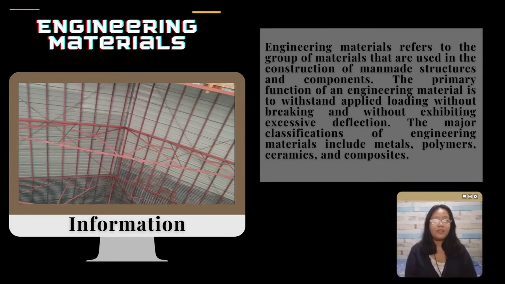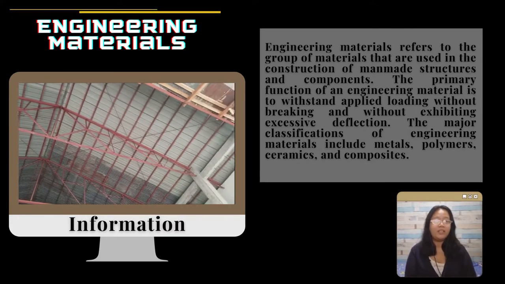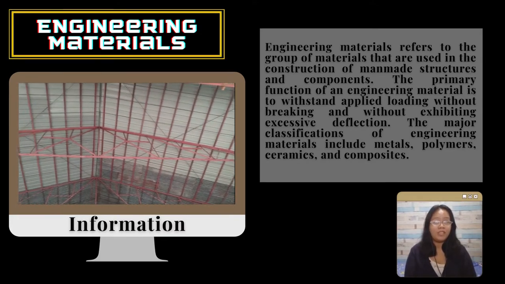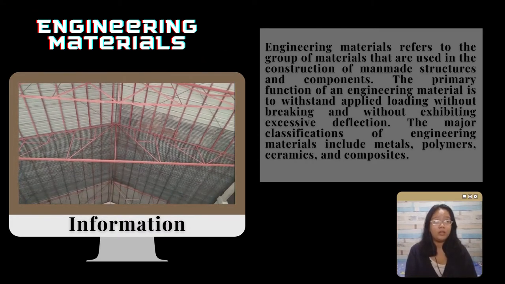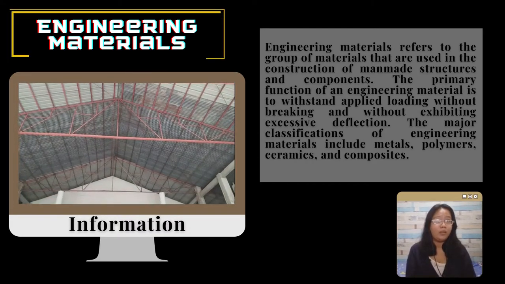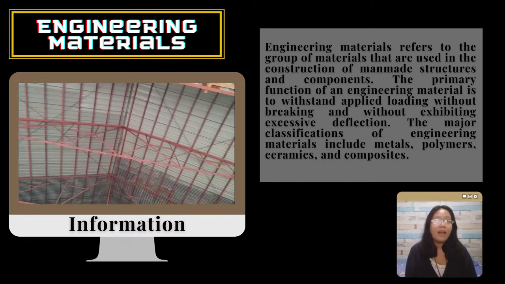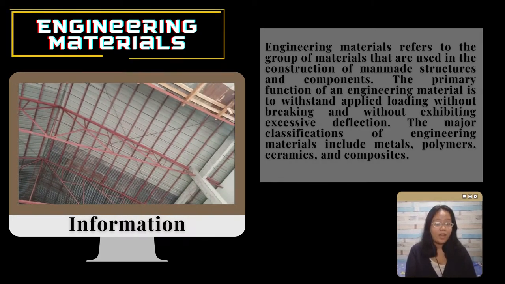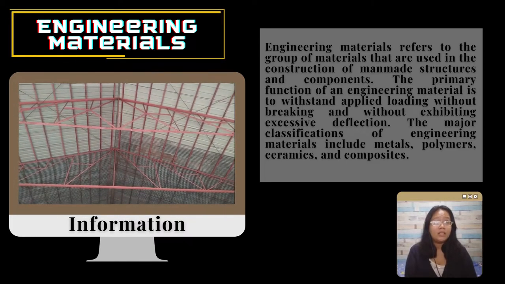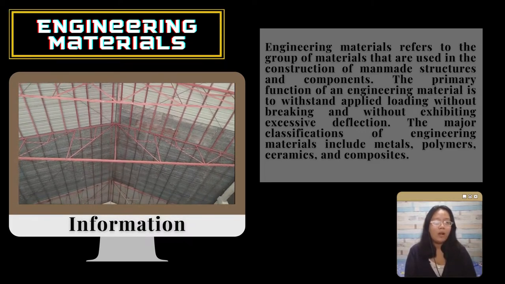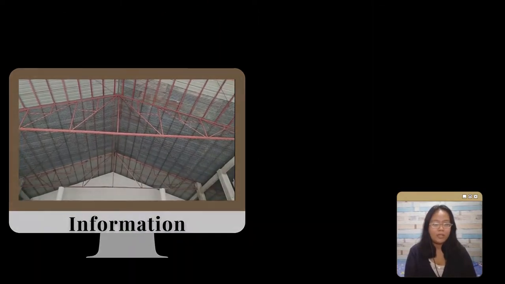Engineering materials refers to the group of materials that are used in the construction of man-made structures and components. The primary function of engineering materials is to withstand applied loading without breaking and without exhibiting excessive deflection. The major classification of engineering materials includes metals, polymers, ceramics, and composites.